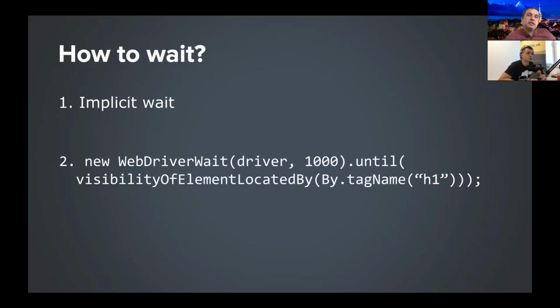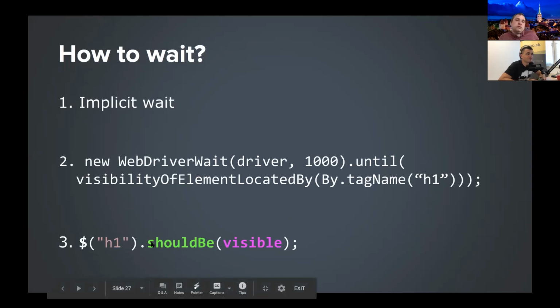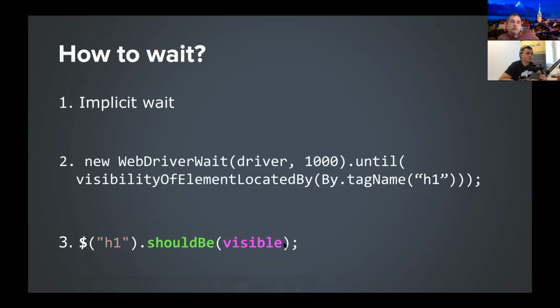Another way is explicit wait. This looks like this. You explicitly say that you want to wait until this event happens. And the third way is the Selenide way. In the Selenide way, you just need to write should be visible, and it will wait automatically for this event. I will describe it briefly soon.